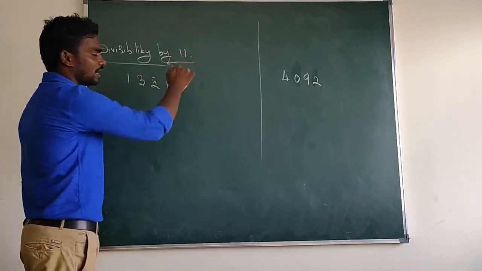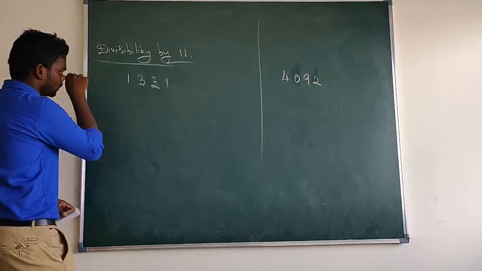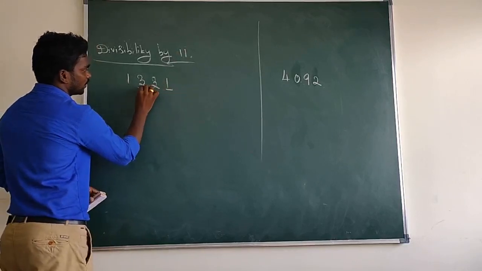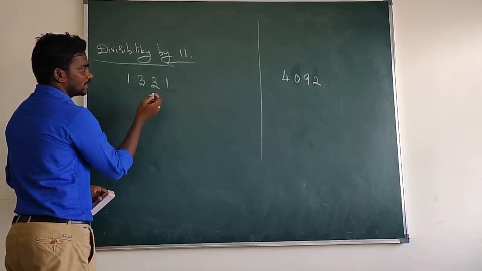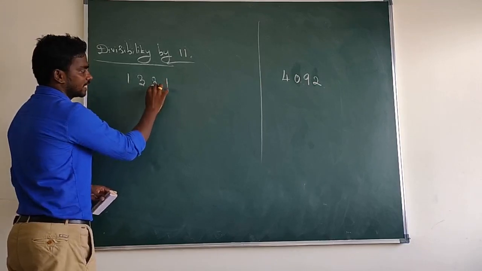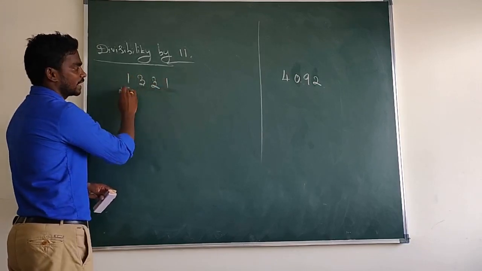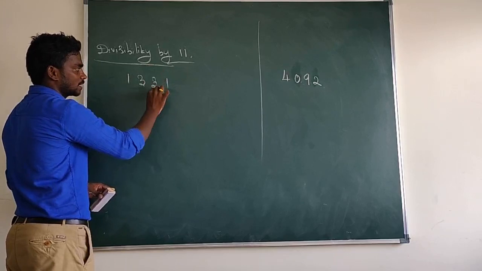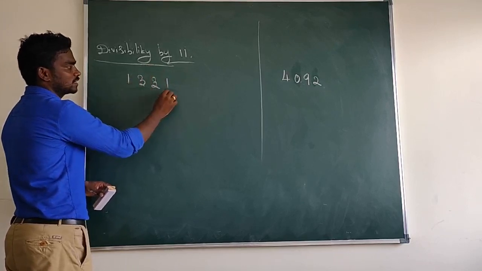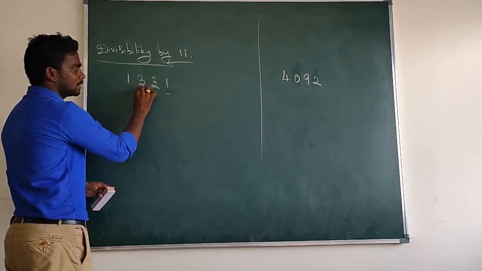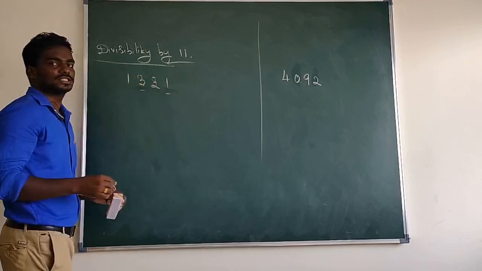Is 1331 divisible by 11 or not? We can check the places of the digits. From the right side, this is the first place, second place, third place, fourth place. The first and third are odd places, and the second and fourth are even places.